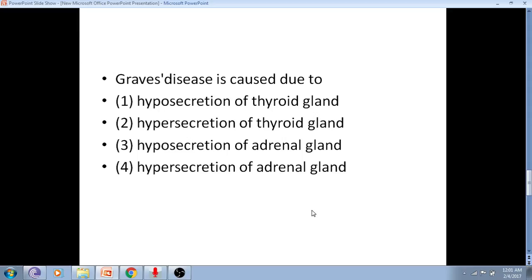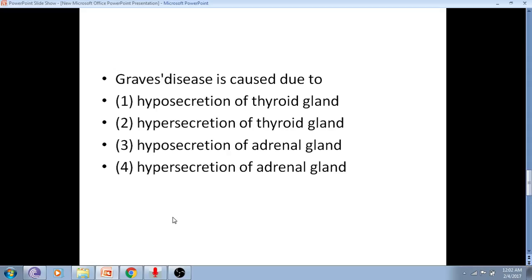This is a very high yield and very important topic for any of the branches of medicine, that is endocrinology. You should know each and every disease of how and when there is a hypersecretion or hyposecretion of an endocrine hormone. So let's say there is a question, Graves disease is caused due to. Now what will come to your mind is, what is Graves disease? Maybe some of you have heard of it, maybe some of you have not. But even if you don't know the answer, you will try to look for it. Let's say you look for it and you get your answer that it is hypersecretion of the thyroid gland.